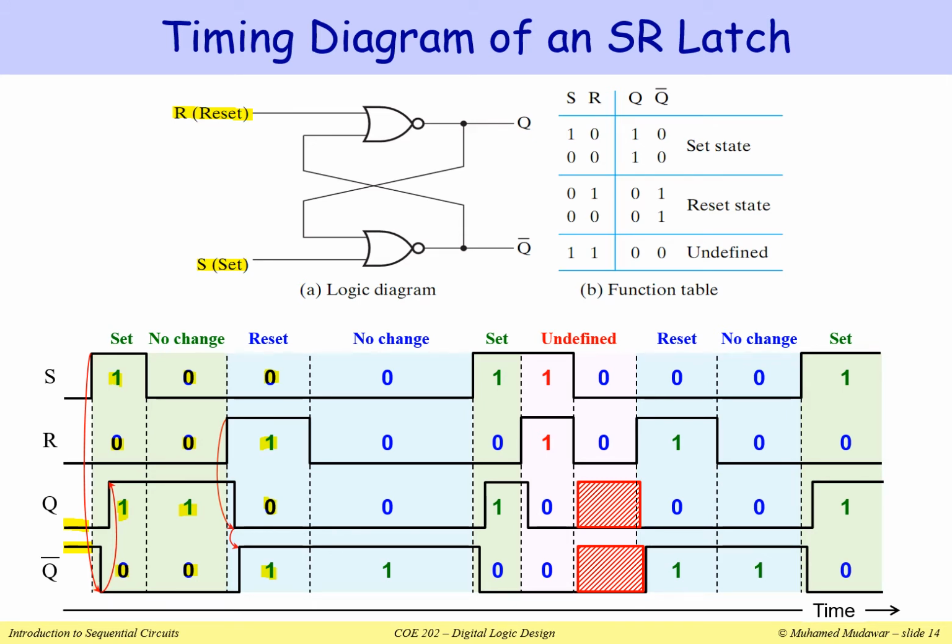Now, if the value of R drops from 1 down to 0, so S is still 0, and R goes back to 0, so we have 0, 0, this will not change Q and Q bar.